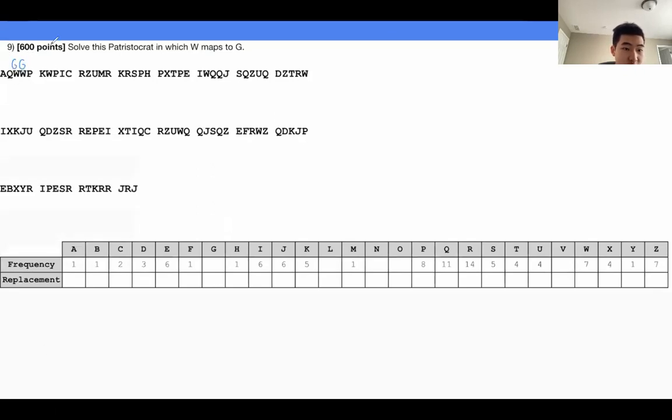So right off the bat, we see some weird stuff because like G probably shouldn't be this common, right? But this isn't a guess. They told us that it's right. So we just have to work with what we have.